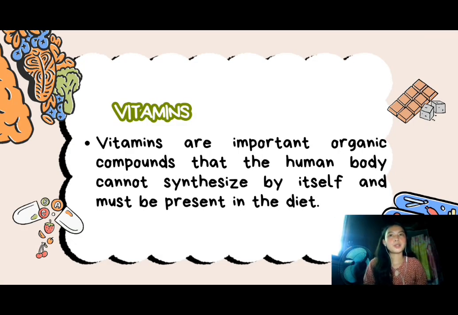Vitamins are important organic compounds that the human body cannot synthesize by itself and must be present in the diet. So vitamins are organic micronutrients required for normal body functions. They act as coenzymes in many metabolic reactions, helping the body convert carbohydrates, fats, and proteins into energy. They are also important for maintaining healthy skin, vision, blood cells, and immune system.